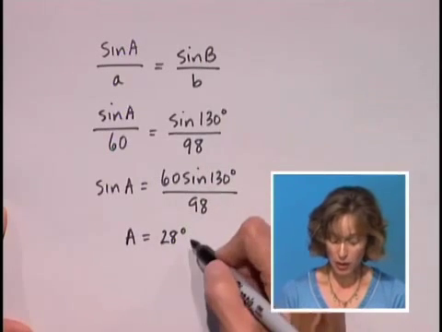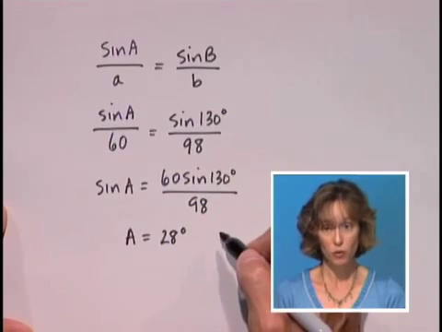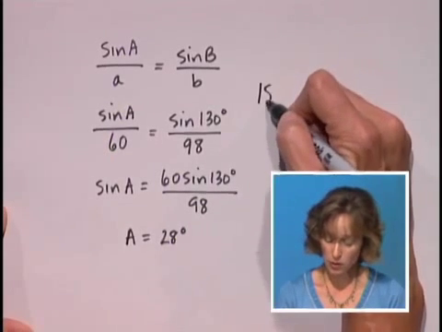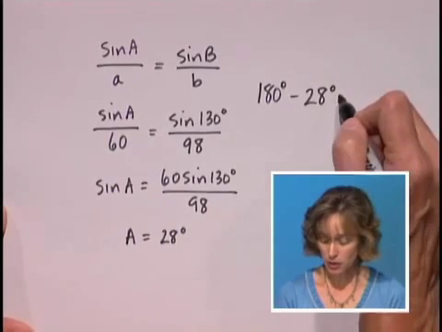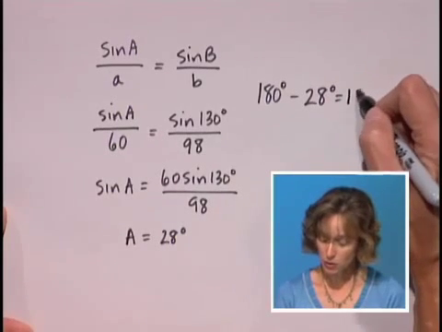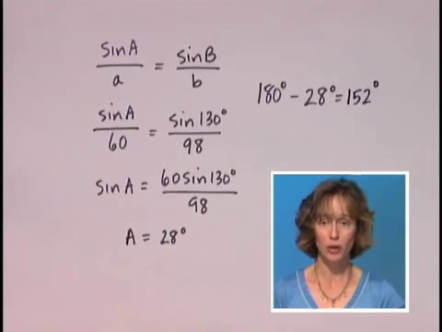So the angle that our equilibrant vector makes with the 48 newton force is found by taking 180 degrees and subtracting 28 degrees, which comes out to 152 degrees. And that's the angle we were looking for.